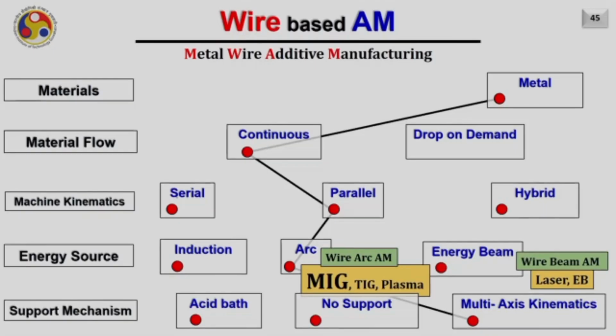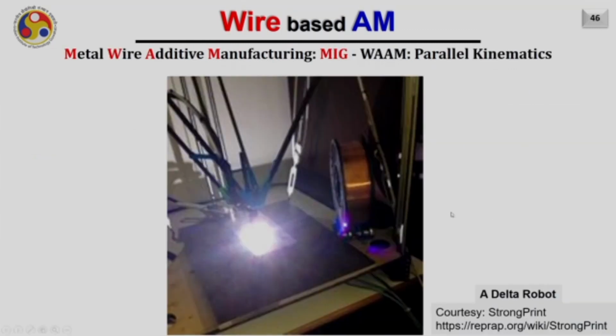Now what if I do not use a serial kinematics and instead a parallel kinematics is used on the machine tool side? This is an example of a delta robot used for depositing the material. The welding gun is mounted at the tip of this delta robot, and we know that a delta robot is a parallel robot, and it is depositing material on the substrate.